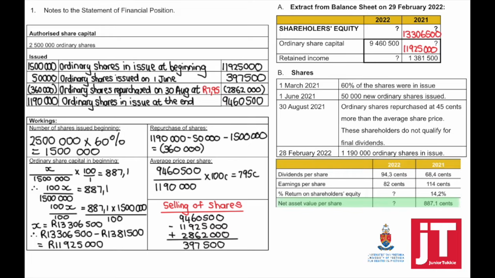Now we can find the missing figure, which is the ordinary shares issued on the 1st of June. So we're working backwards. We start with the balance at the end, and use opposite calculations: minus becomes plus.